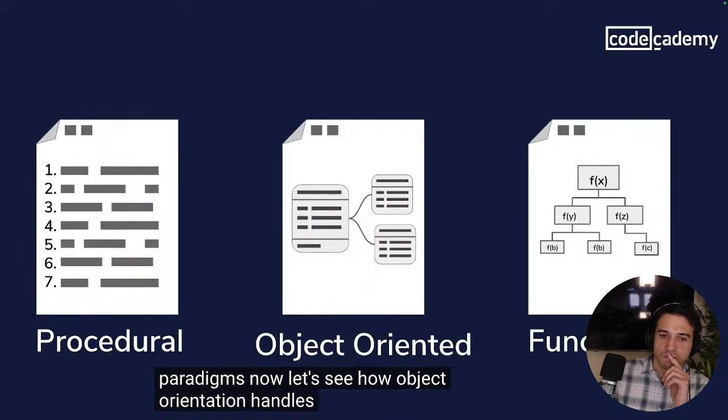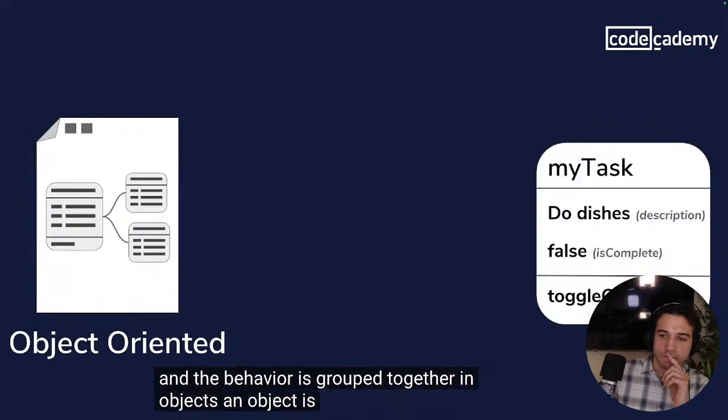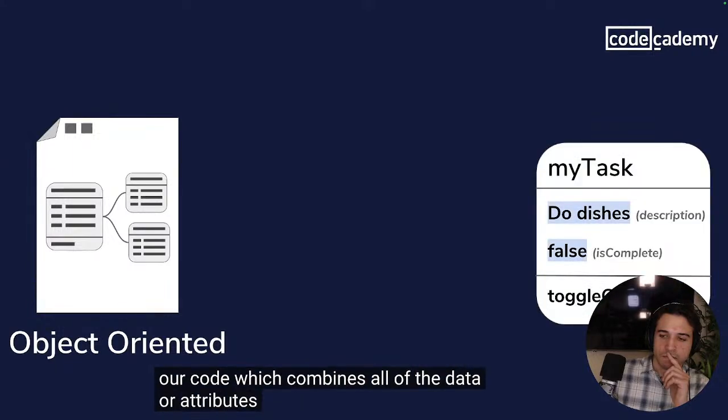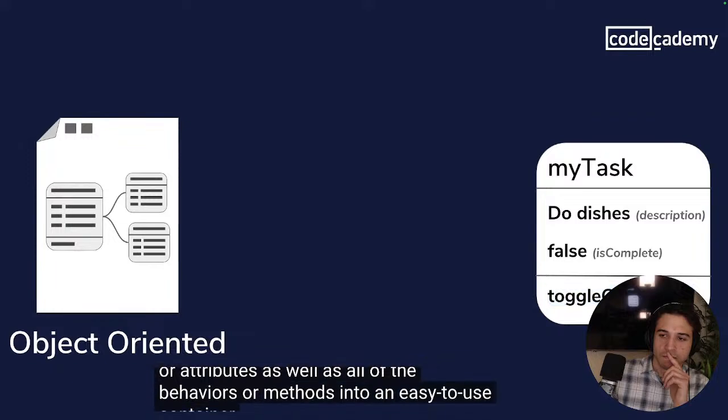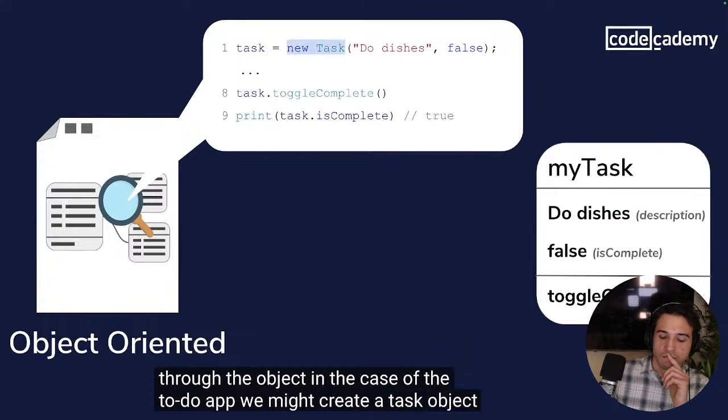Now let's see how object orientation handles data and behaviors. In object-oriented programming, the data and the behavior is grouped together in objects. An object is a special entity in our code which combines all of the data or attributes as well as all of the behaviors or methods into an easy-to-use container. When we want to access the data or use the behaviors, we do so through the object. In the case of the to-do app, we might create a task object for each.